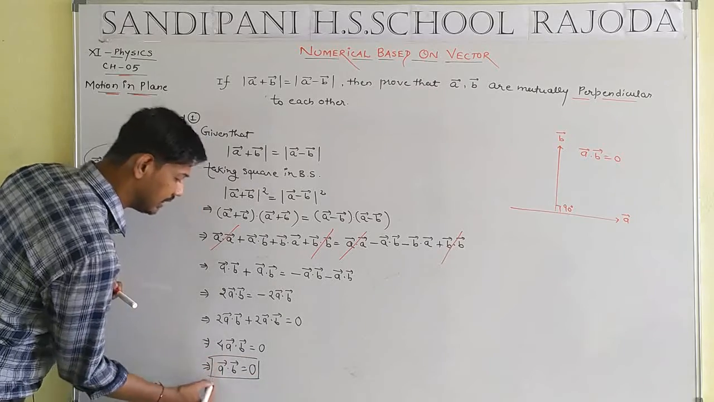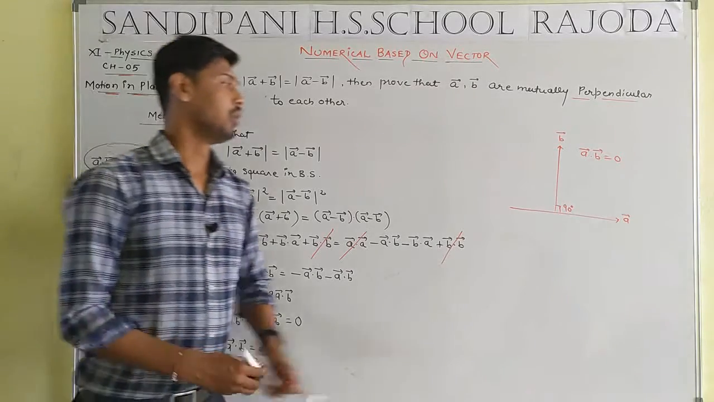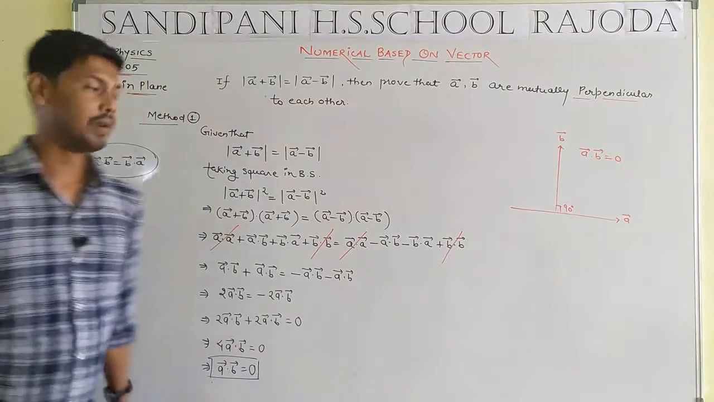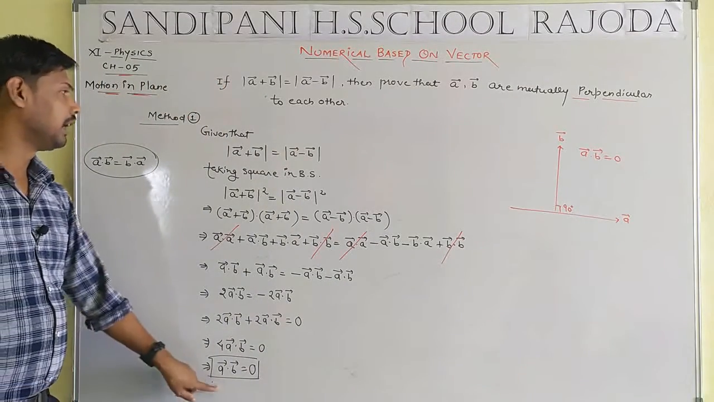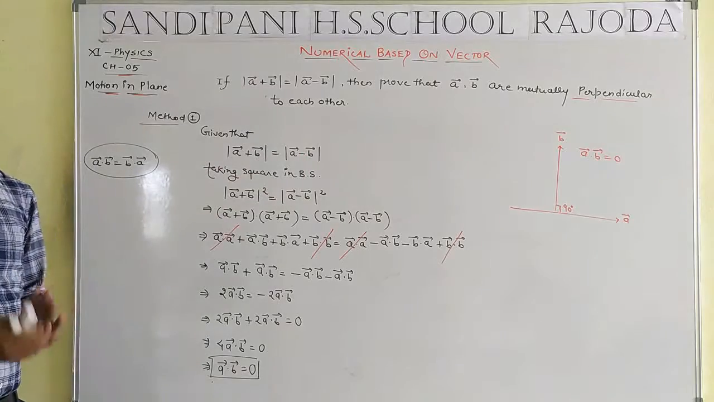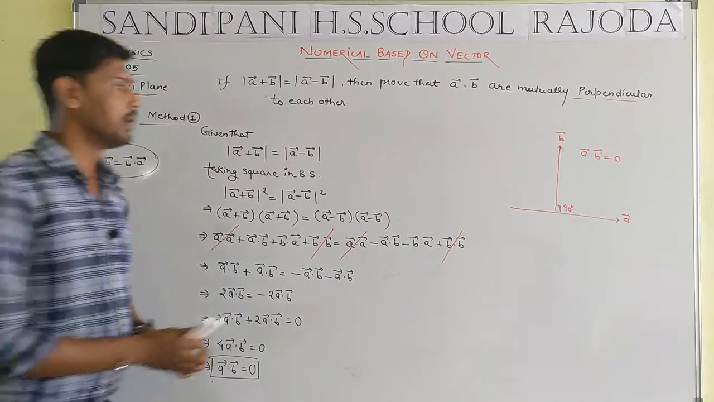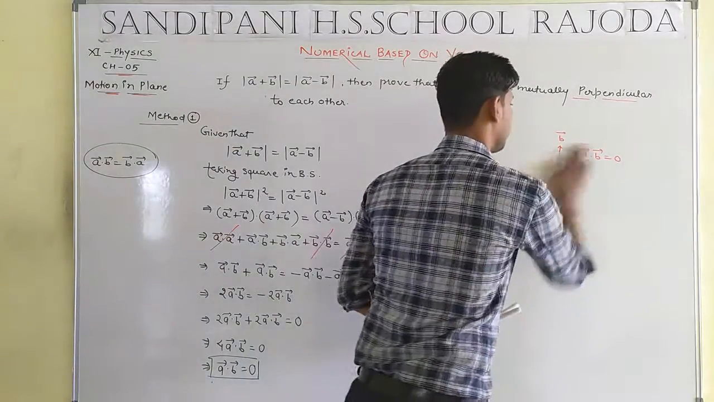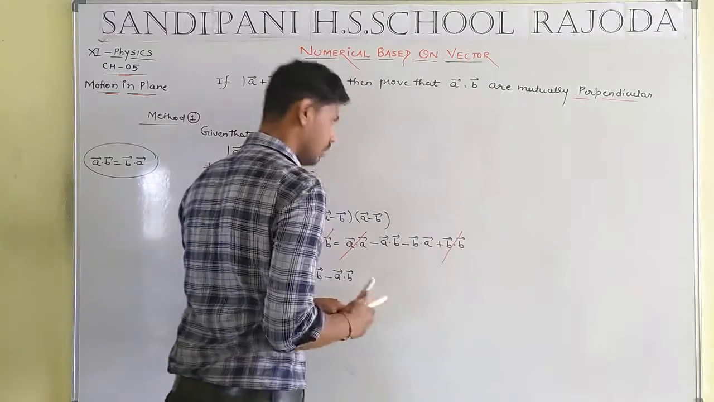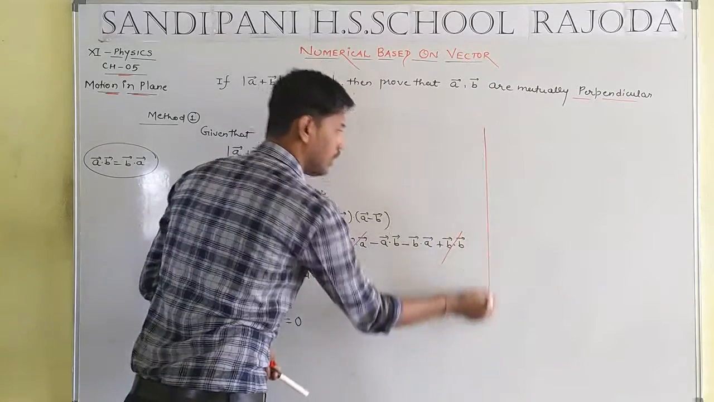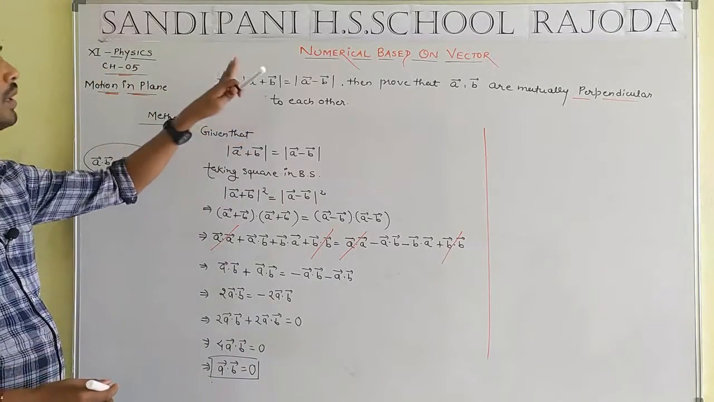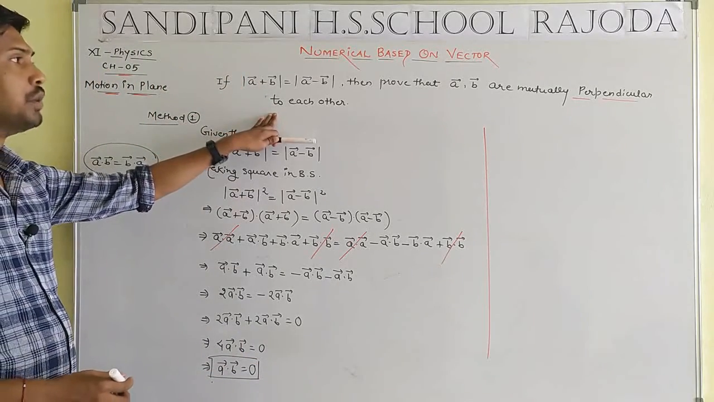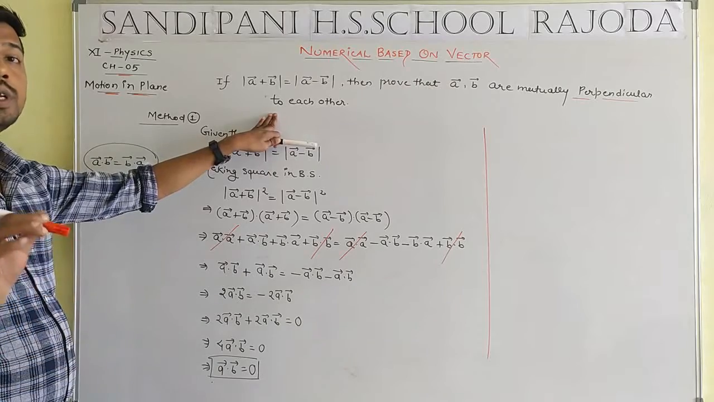Student, this is the condition to define two vectors perpendicular to each other, such that we can say a and b both are perpendicular to each other. Okay, but an alternate solution, student: we have to prove both are mutually perpendicular to each other.